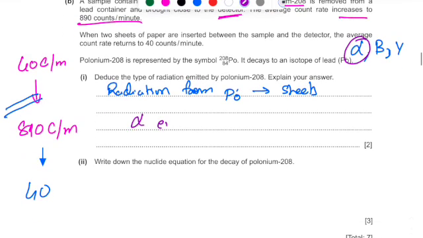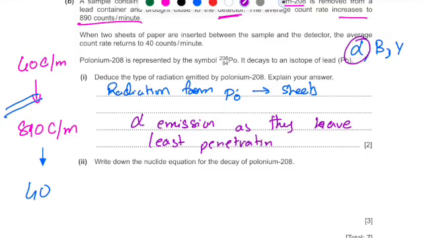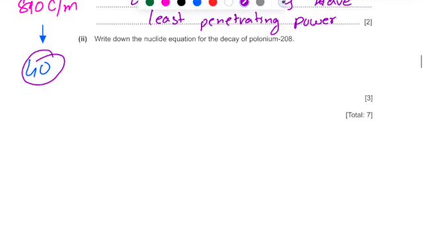So it can be an alpha emission, as alpha has the least penetrating power. That's going to be the alpha emission, because the count is coming back to 40. So alpha emission is the least penetrating one.